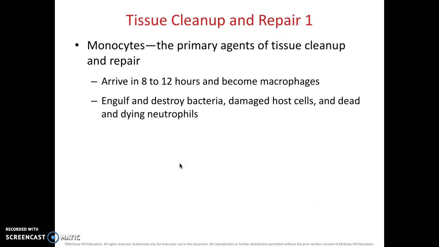So during tissue cleanup and repair, which is the third stage of inflammation, monocytes are the primary agents of tissue cleanup and repair. Remember that monocytes leave the red bone marrow, and then they become macrophages when they leave the blood and go into the tissue. They arrive at the site of injury in about 8 to 12 hours, and then they mature into macrophages, and they're able to engulf and destroy bacteria, the damaged host cells, and dead and dying neutrophils. So basically, they just eat up everything that needs to go away.